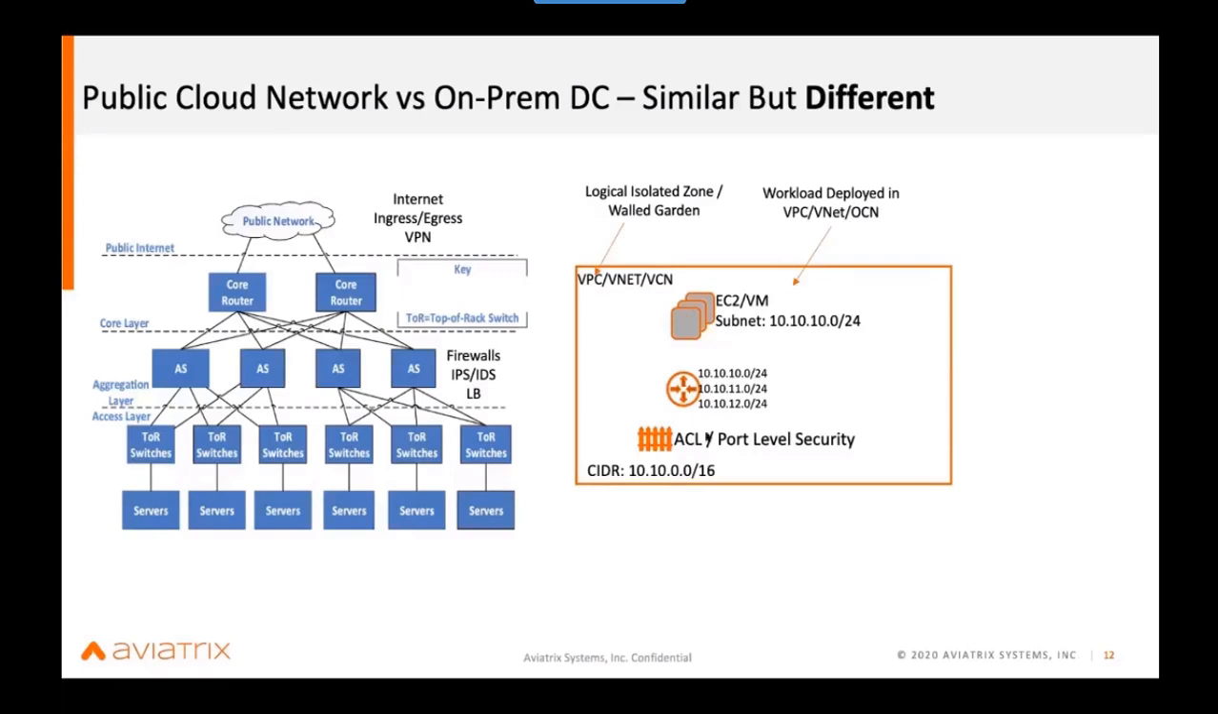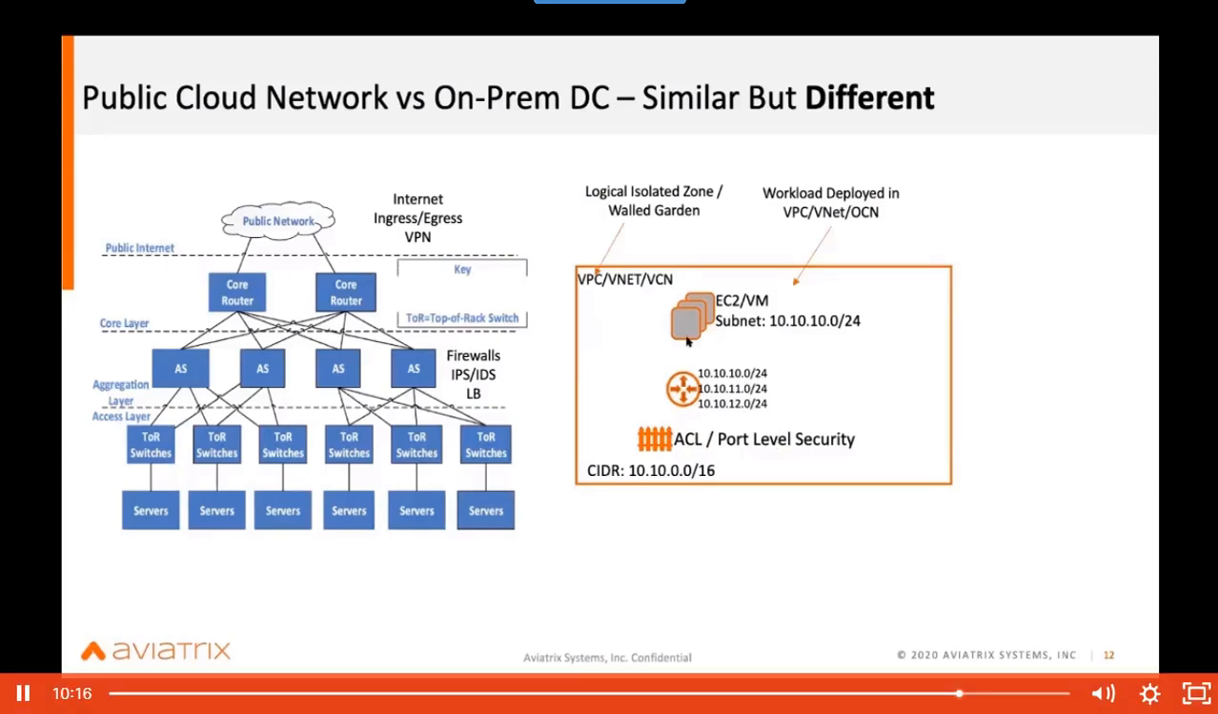If you look at a VPC, and we'll look into more of what that means, you have the instances or virtual machines, and they have some subnets which are basically doing switching between these instances. Then you have implicit routers, which you never see, that provide communication paths between these subnets. And then you have ACLs or port level security, or sometimes firewall rules at the subnet level.